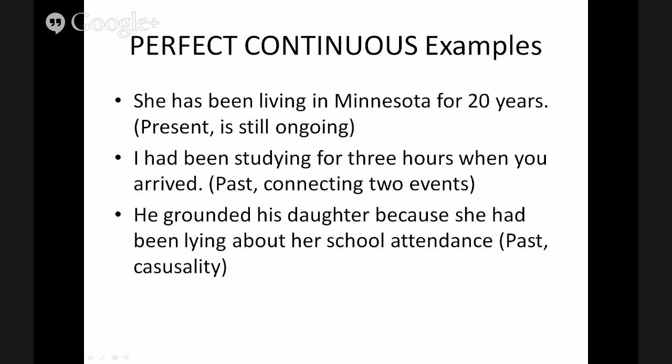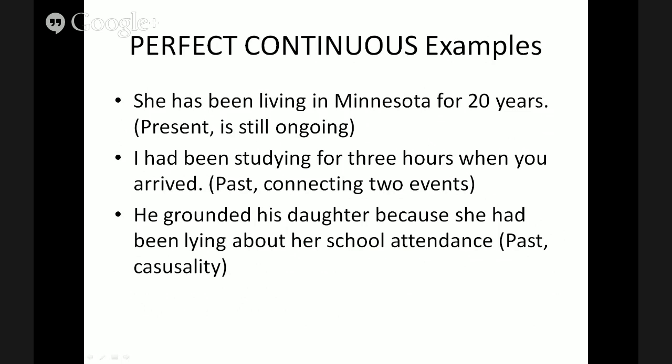Here are some examples. She has been living in Minnesota for 20 years. This is present, and we're putting an emphasis on the fact that she's still in Minnesota. She's still here. Sometimes you can say she's lived in Minnesota. It could mean that she doesn't live there anymore. So if you really want to put the emphasis on the fact that she still is here, then you would use perfect continuous.